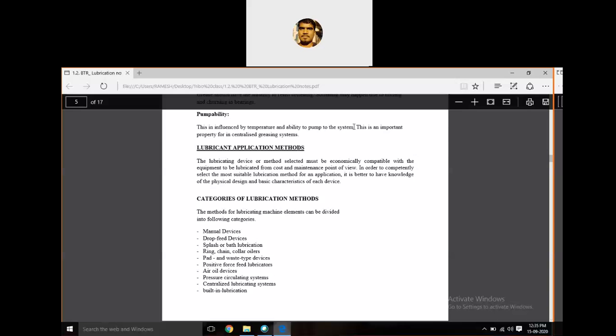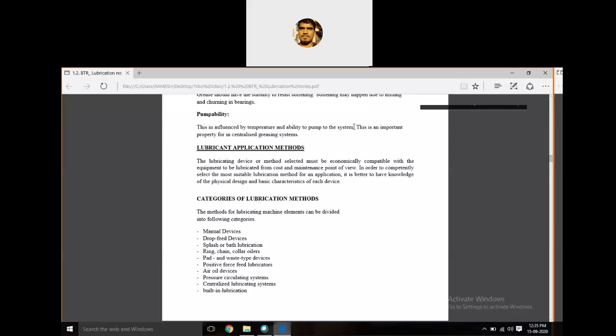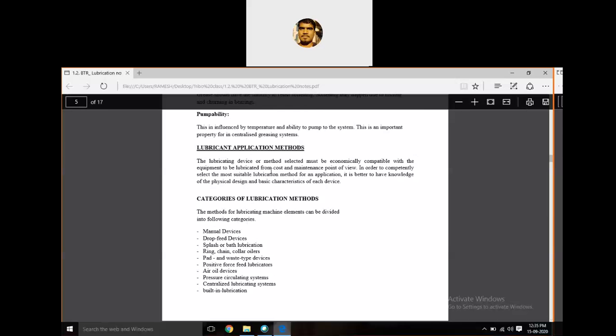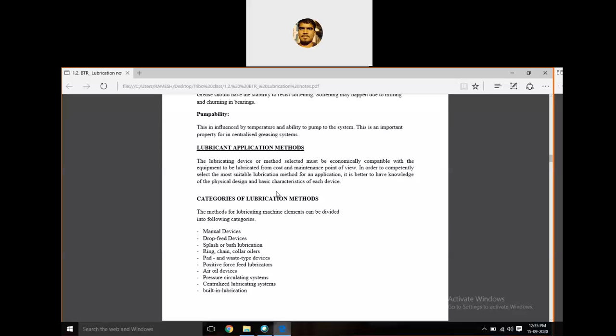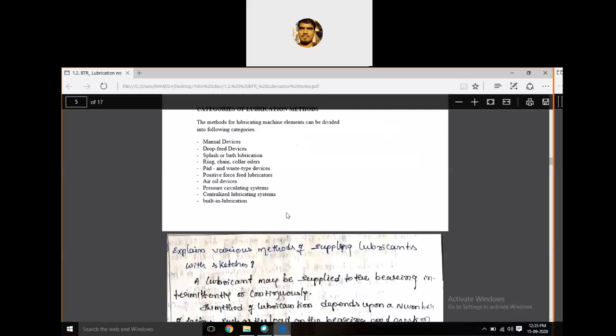The lubricating device or method selected must be economical and compatible with the equipment to be lubricated, from a cost and maintenance point of view. It should be economical and also compatible. Then we select which type of lubrication system is suited for which device. Here are some of the categories of lubrication methods.